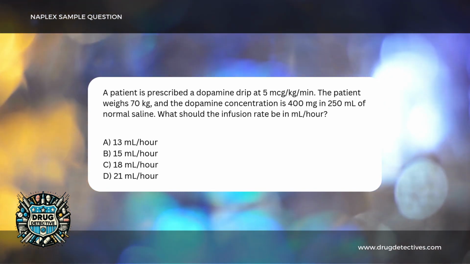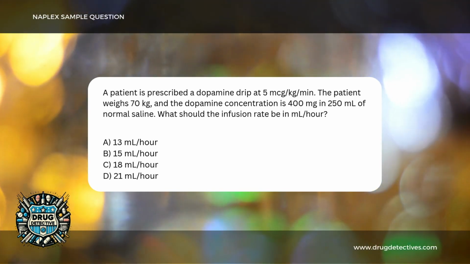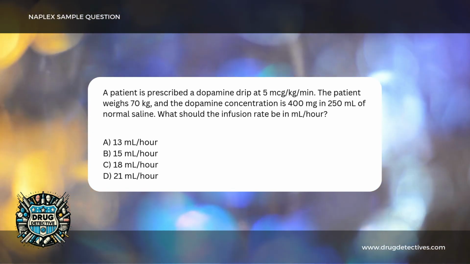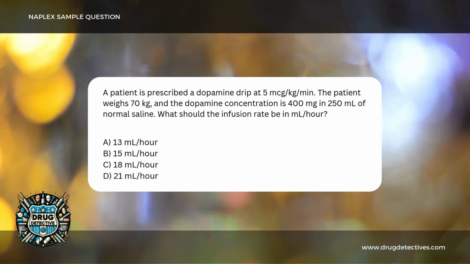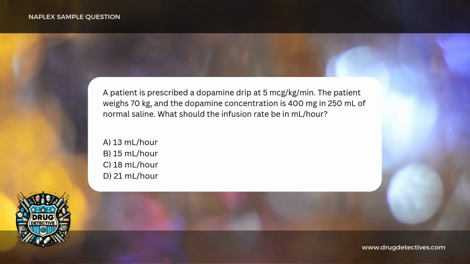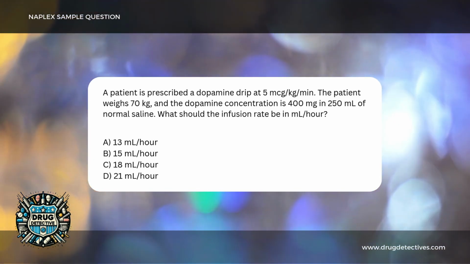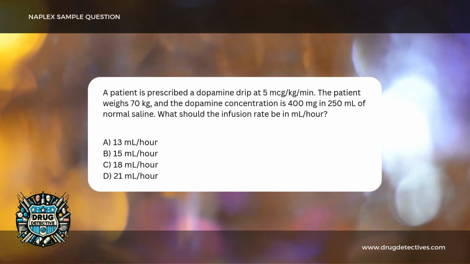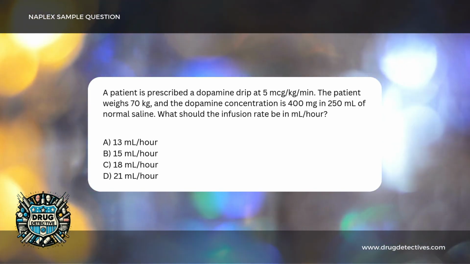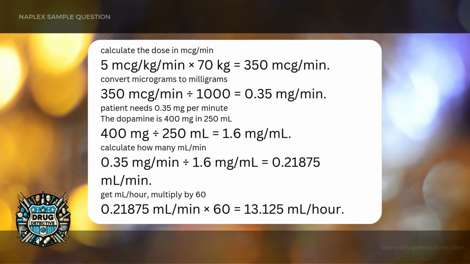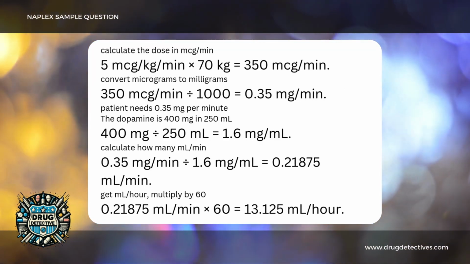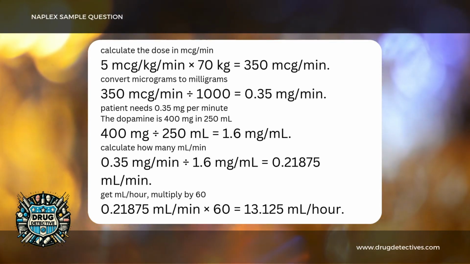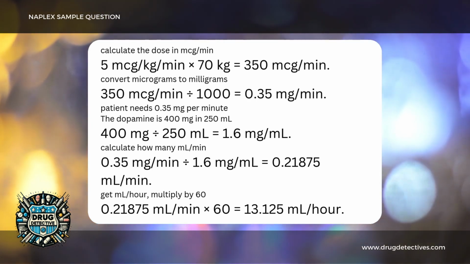Next, let's talk IV drips. These always seem intimidating, but once you get the hang of it, they are not so bad. A patient is prescribed a dopamine drip at 5 micrograms per kilogram per minute. The patient weighs 70 kilograms, and the dopamine concentration is 400 milligrams in 250 milliliters of normal saline. What should the infusion rate be in milliliters per hour? Okay, time to break this down.